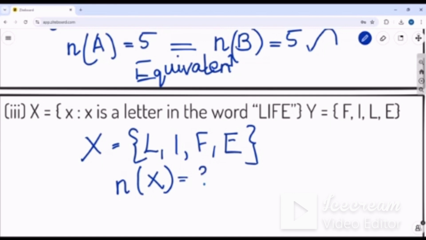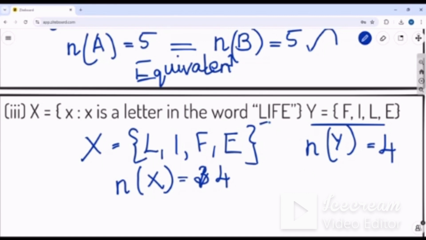So now if you see, Y is already given. So let's take n of Y. n of X is equal to 4 and n of Y is equal to 4. And also L is here and we have L here also. I is here and then we have I here also. F is here, E is here and also the same.